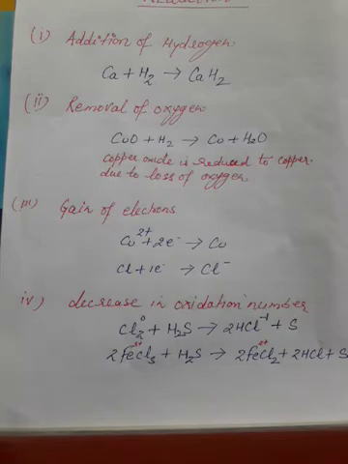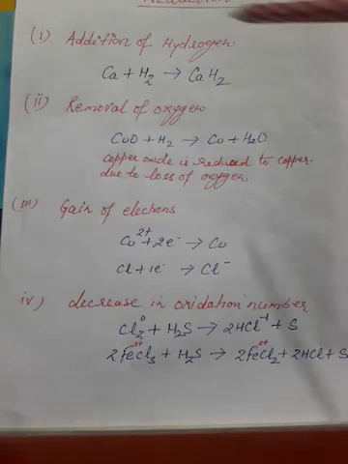Third one, in the electronic concept, how to define reduction. This is the latest definition, which you should especially remember. According to the electronic concept, gain of electron by any atom or ion is known as reduction. Just opposite of oxidation. Oxidation is loss of electron. Here gain of electrons by any atom or ion is known as reduction.